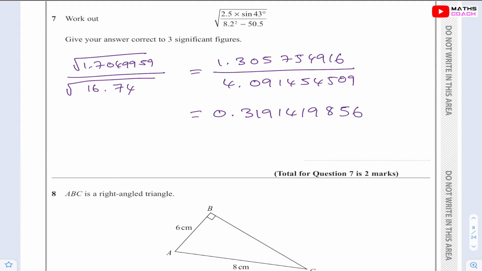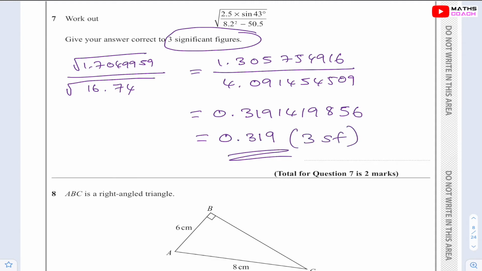Finally, let's put this into our calculator and divide, and you get 0.319141986. Now the question says give your answer to 3 significant figures, so you must round this answer to 3 SF. So you get 0.319, and that's 3 SF.